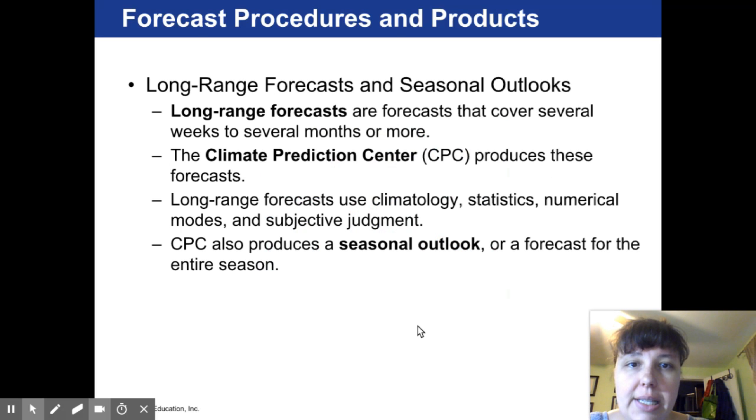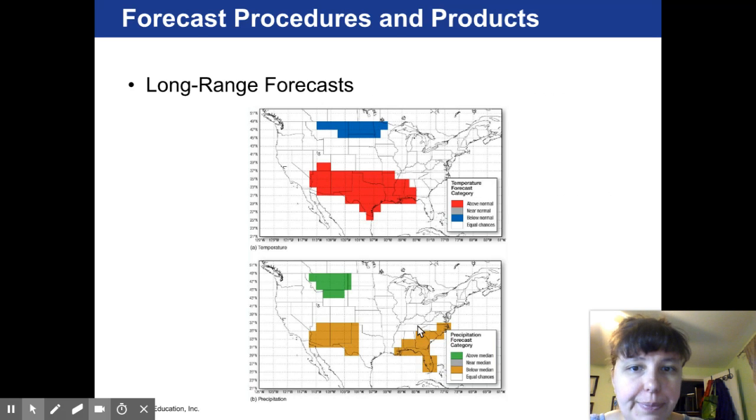Long range forecasts or seasonal outlooks look at the entire season, so like a 3-month clip, and say things like, it seems like this season will be dry. So I will say we are going to be within drought this summer season, for example. And so here's long range forecasts.